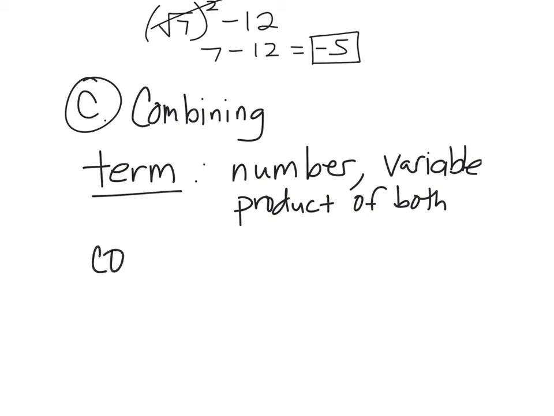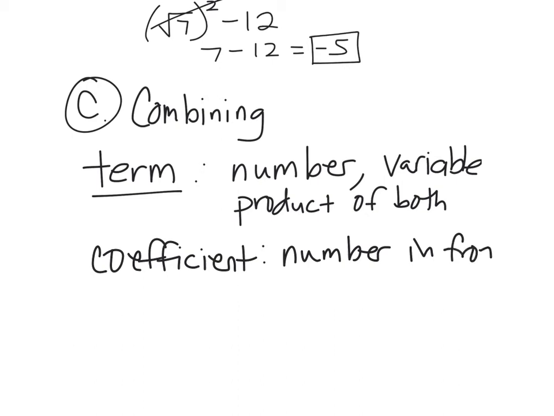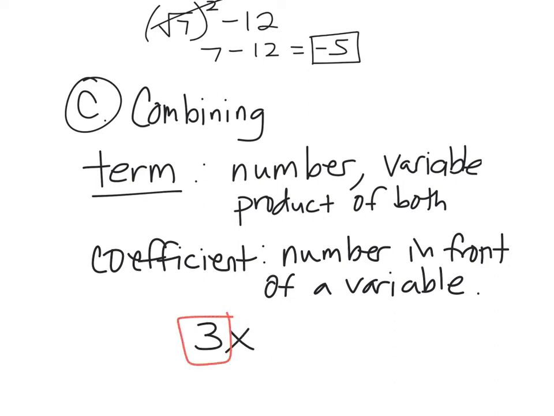Then we also have a fancy word called coefficient. You've probably heard this word before, I hope. The coefficient is the number in front of the variable. We call it the coefficient. It's a fancy word for something so simple. For example, if you have 3x, the coefficient is 3. If you have y, what's the coefficient of y? It's 1. You don't see it there, but it's 1. So the coefficient is just the number in front of the variable.